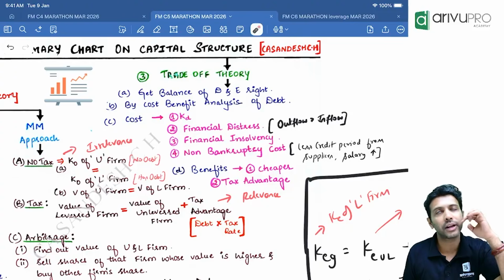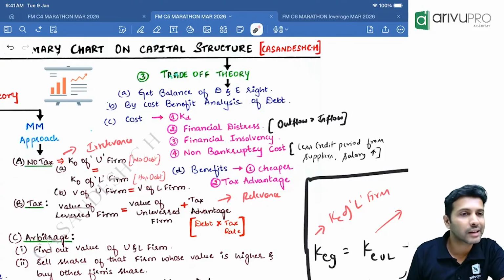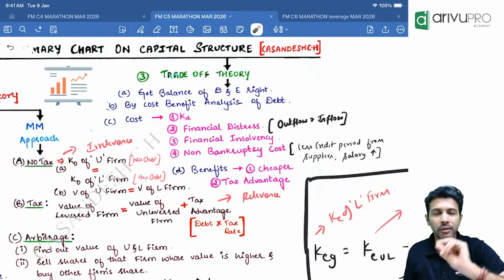How do you get tax advantage? Total debt multiplied by the tax rate. This is one. Another one.